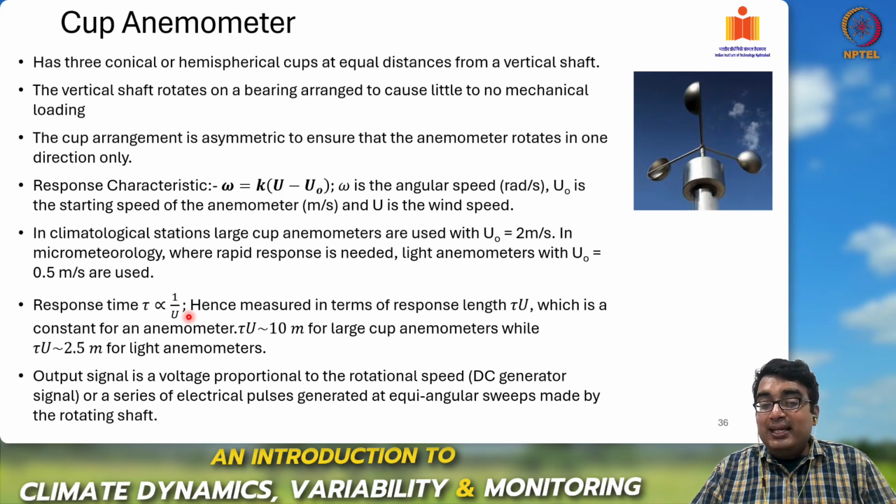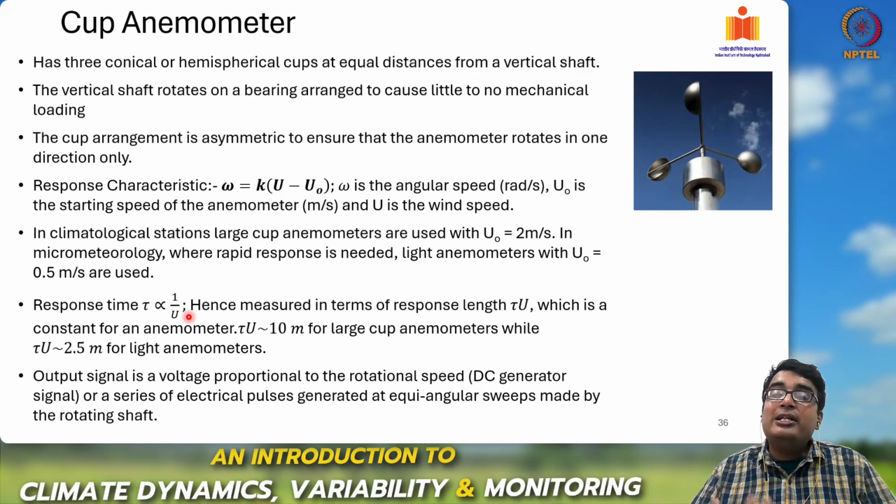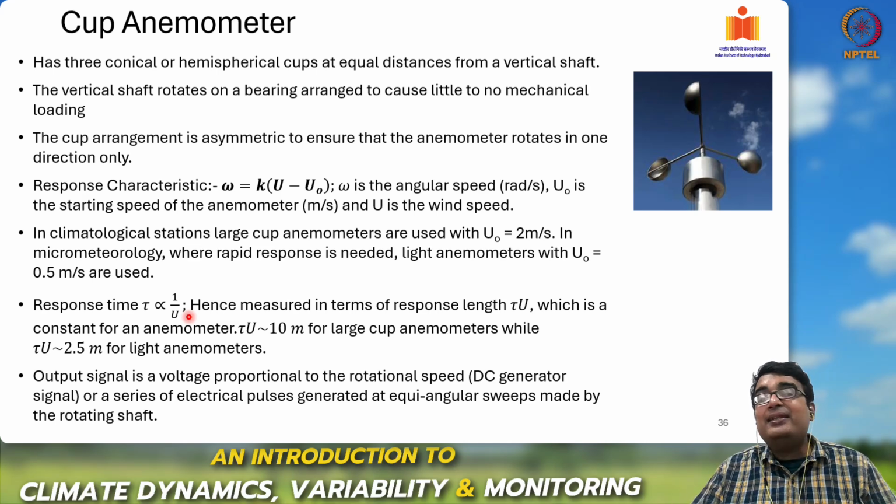The output signal is a voltage proportional to the rotational speed of the shaft. Often, the shaft is attached to a very small DC generator, which generates a certain electrical signal whose frequency is proportional to the rotational speed of the anemometer shaft. And then that frequency helps us to evaluate the angular frequency omega of the shaft. As a result, we can get the wind speed knowing k.